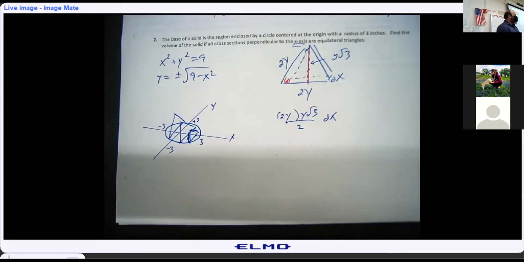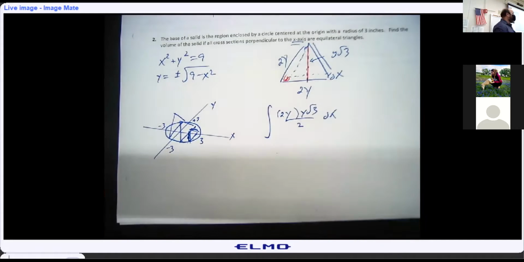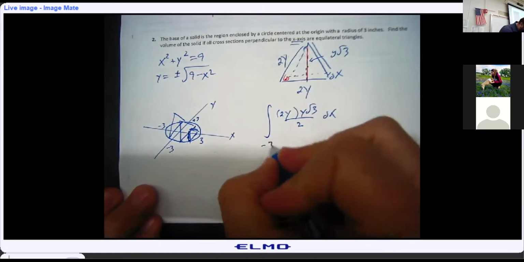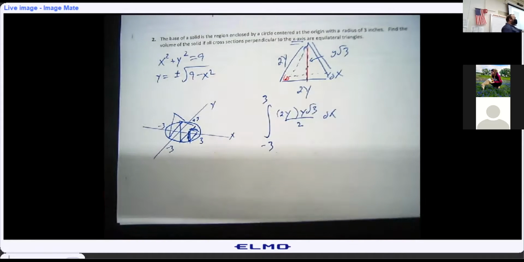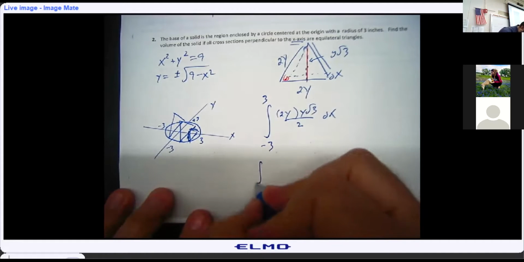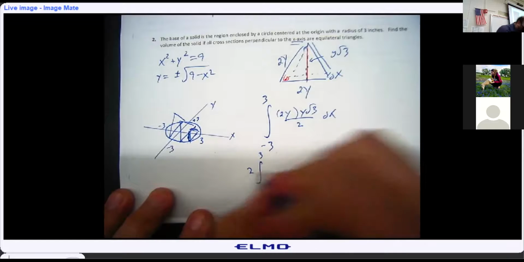And then what do I want to do? I want to integrate that, don't I? Why? Because I don't want just that one. What do I want? I want all of them. And where do I want it to go from, and where do I want it to go to? I want it to go all the way from -3 to +3, or 0 to 3 and double it, right? Which is what I'm going to do. Let's go ahead and do that. Let's go 0 to 3 and let's put a double in front.